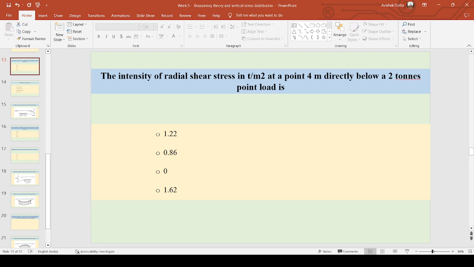The intensity of radial shear stress in ton per meter square at a point 4 meter directly below a 2 tons point load is. The options are 1.22, 0.86, 0, 1.62.